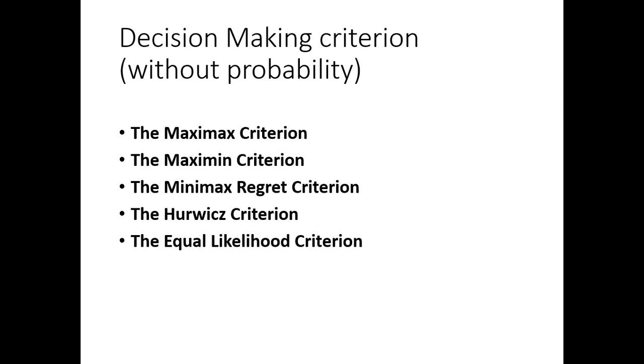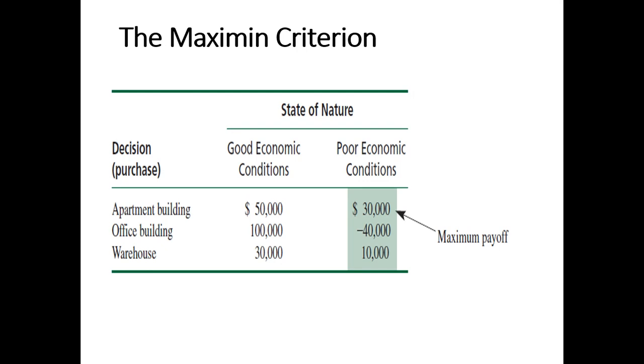Now let's look at the second option, second tool, which is the Maximin Criterion. Maximin is the opposite of Maximax. In the case of Maximin, we don't consider the good economic condition, we only consider the poor economic condition. So what happens in the poor economic condition, which one gives the maximum profit?